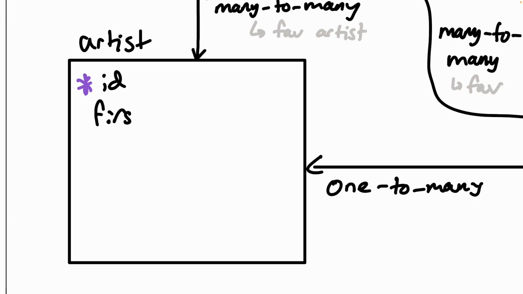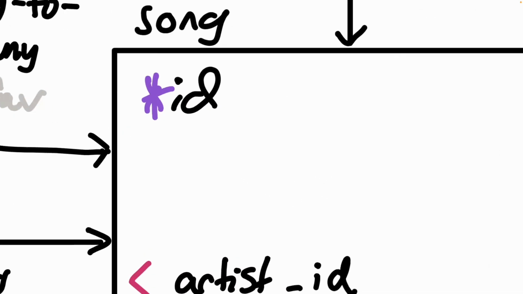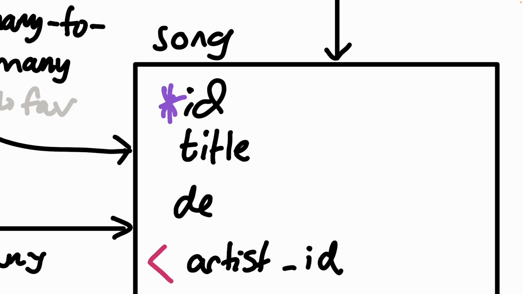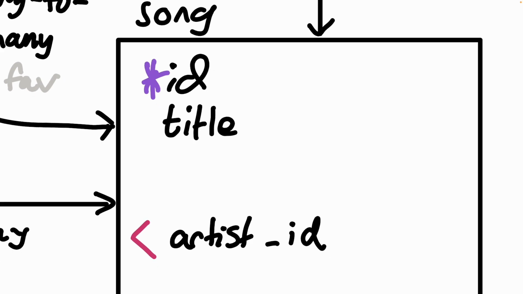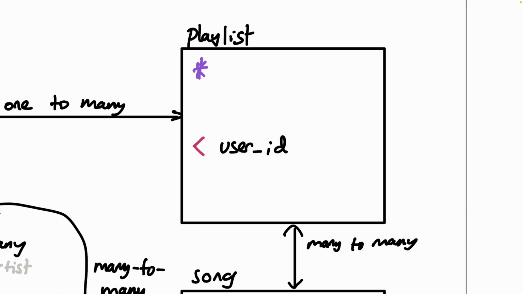Artist might have a first name, last name, and maybe, I'm trying to think of what else. Maybe they have a URL for their website, so I could put URL. Song, of course, songs have titles, a title, and then maybe they have a description. Well, description might not be the best. Maybe instead, I'll use length, like duration of the song in minutes or in seconds. And then playlist, I can have a name, and then maybe I can have a photo URL if I have a photo for my playlist.